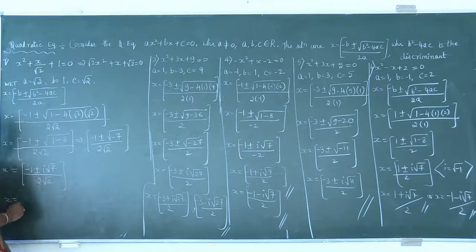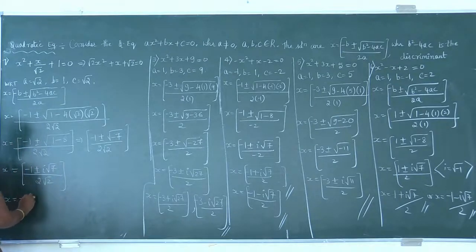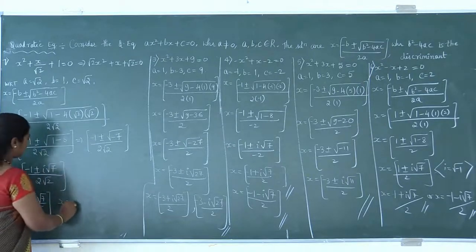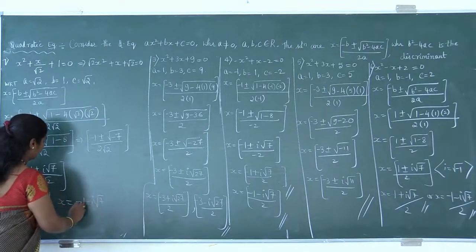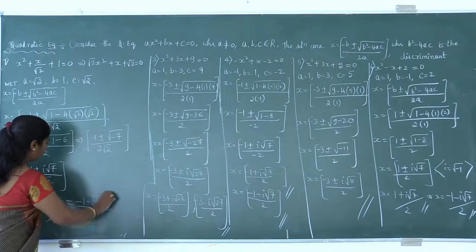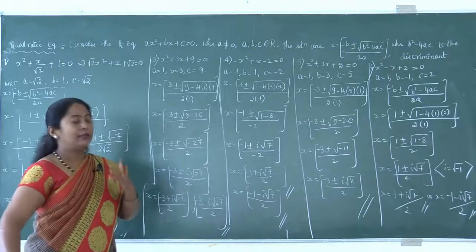So how many solutions we have here? We arrive at 2 solutions. The first solution is minus 1 plus i into root 7 divided by 2 root 2. Or the other solution is x is equal to minus 1 minus i root 7 divided by 2 root 2. This is the required answer.